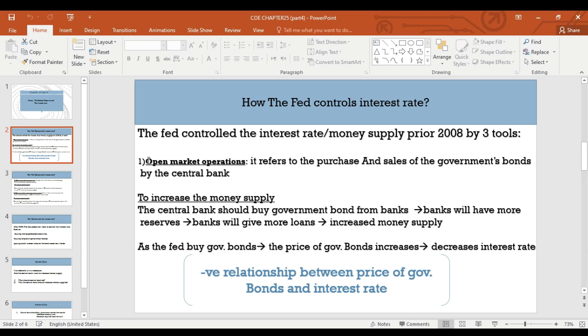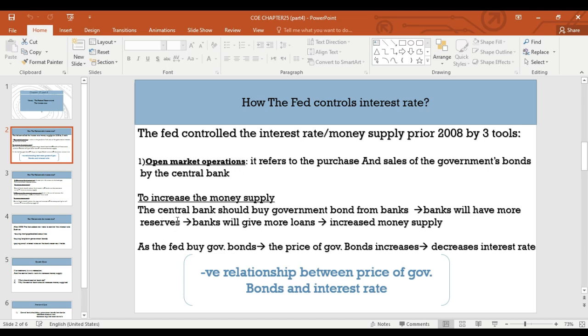The first one is open market operations, which refers to the purchase and sales of government bonds by the central bank. So the central bank can buy or sell the government's bonds in order to change the money supply. For example, if the central bank wants to increase the money supply, it would buy the government bonds, and if it wants to decrease the money supply, it would sell the government bonds.